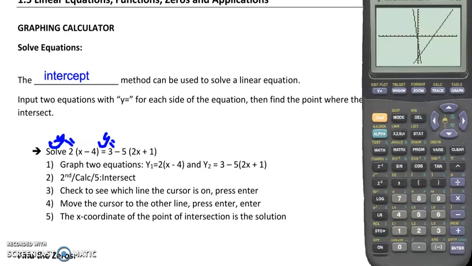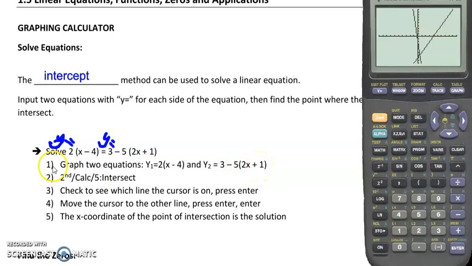If yours doesn't look like this and you're sure that you entered them correctly, it may be that you need to change your window. So if you can't see those two lines and see where they intersect, you might have the window set differently, but you can see that point where they intersect right down here. So as long as you can see that point, you're good. You don't have to have it looking just like mine. You're going to get the same answer as long as you can see where they cross. Okay, so we have done step one.